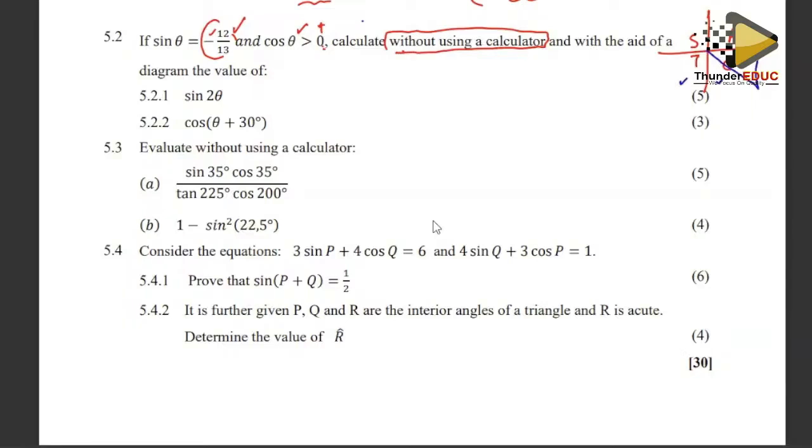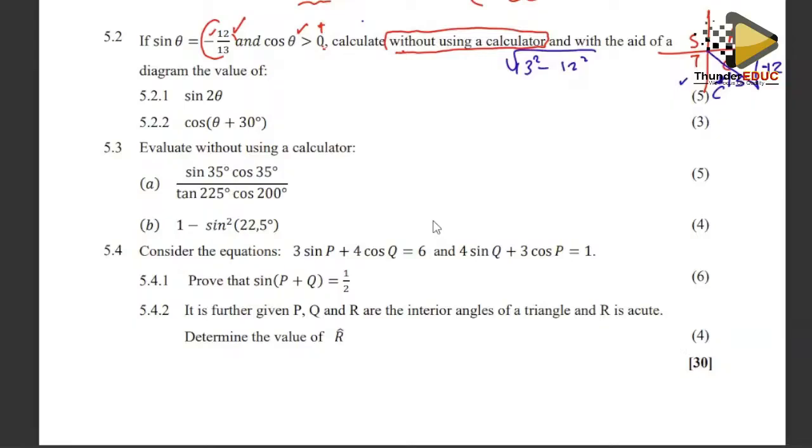Okay, they told us 12 over 13. So this is the 13. This is the 12, which is a negative. Then use your Pythagoras to find the missing side. Okay, so when we do that, it's going to be like the square root of 13 squared minus 12 squared, which gives us a 5, ne? Positive 5. So remember, the hypotenuse is always positive, cannot be negative.